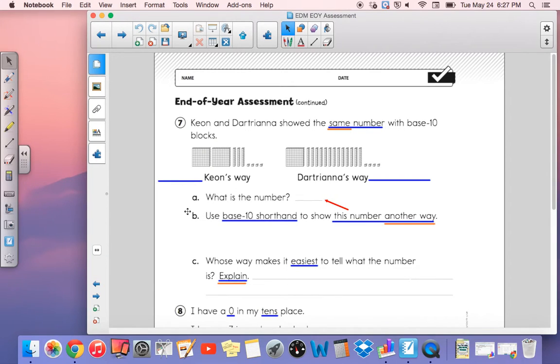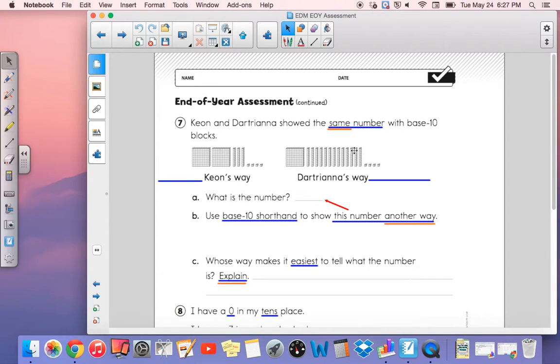Let's look at number 7. Kian and Dartiana showed the same number with base 10 blocks. So this is one way. I want you to add these here and put that total right here on this blue line. Okay, now I want you to add this student's all up.